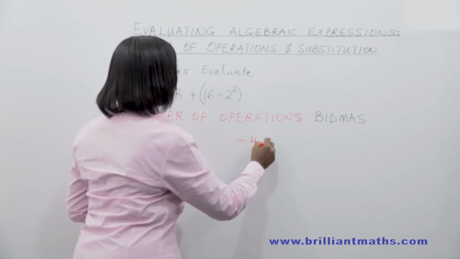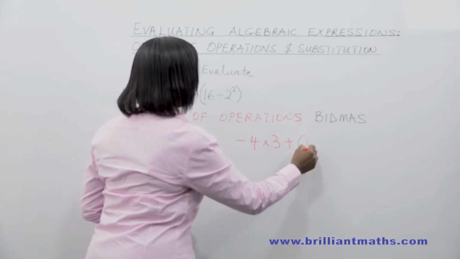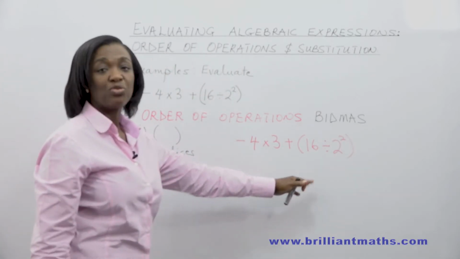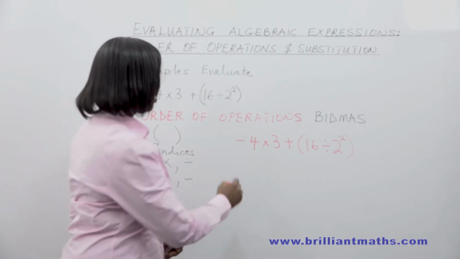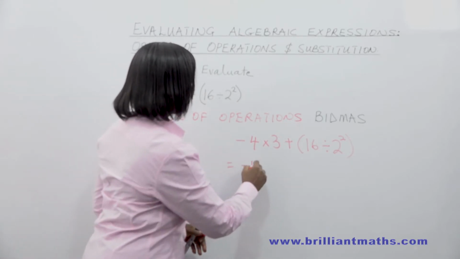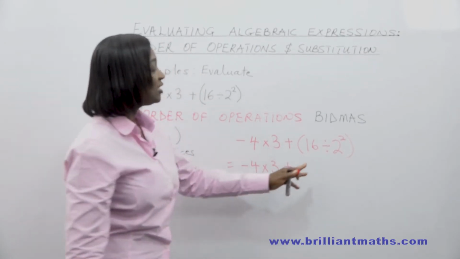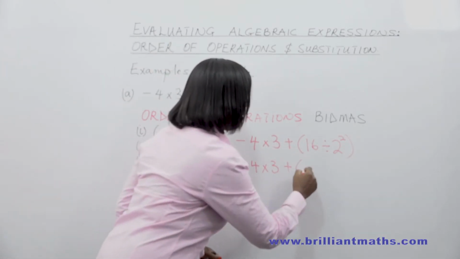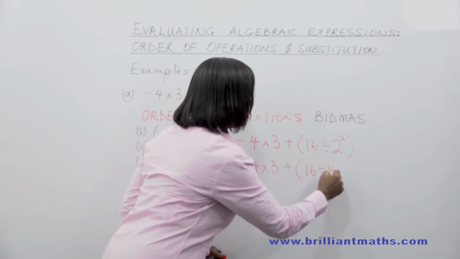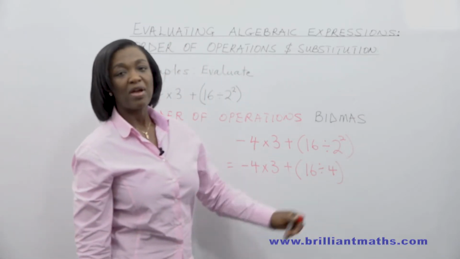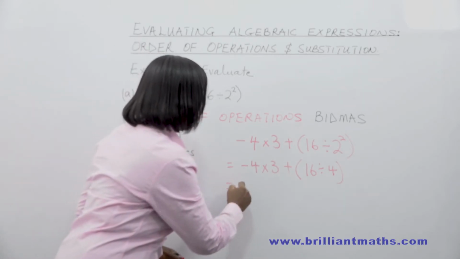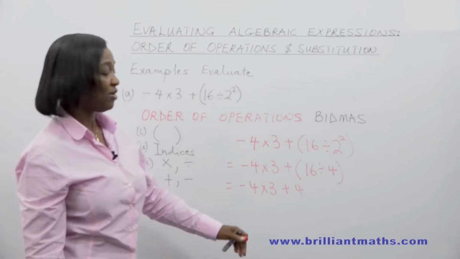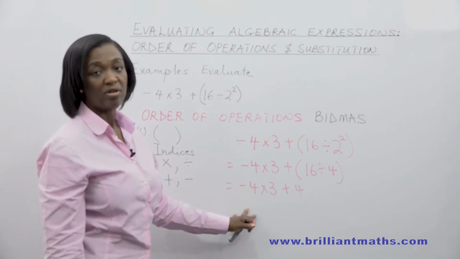Minus 4 times 3 plus 16 divided by 2 squared. So like we said, we're starting with the terms in the bracket. This is equal to minus 4 times 3 plus 16 divided by 2 squared. 2 squared is 4. 16 divided by 4 is 4. So we have minus 4 times 3 plus 4. Then we can carry on now. Minus 4 times 3 is minus 12.